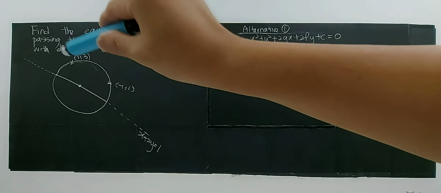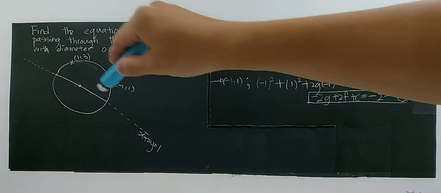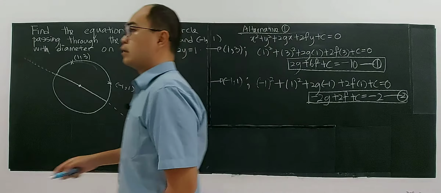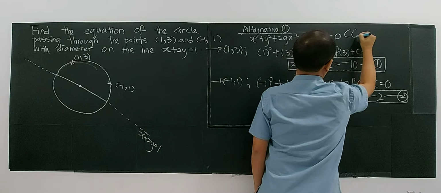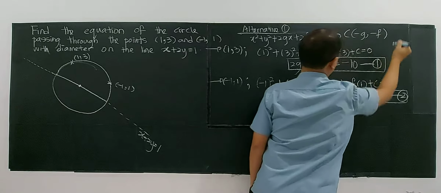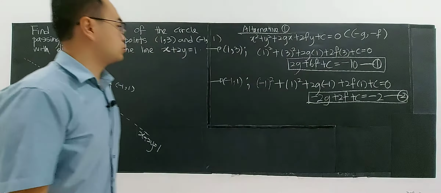Alright, okay. As I'm telling you, along the diameter there will be a center, right? Since we are using the general equation, the center is represented by negative G, negative F. Since this diameter is on the line, definitely the center is also on this line. What happens when the center is on this line? Very simple, the values of x and y can be substituted into the equation of the line.